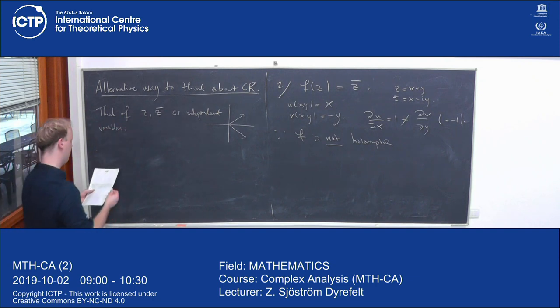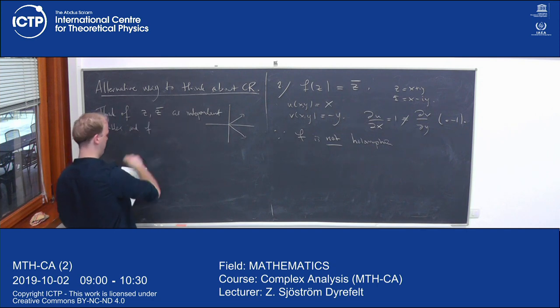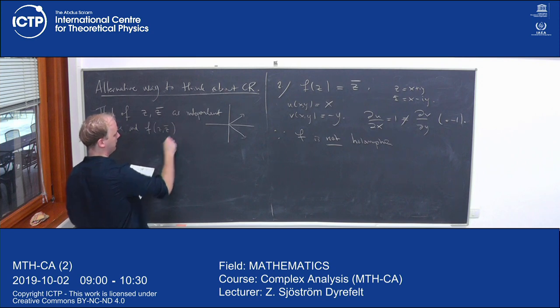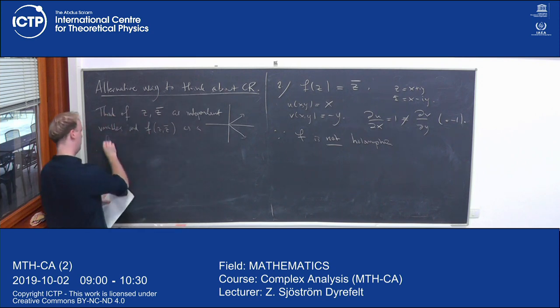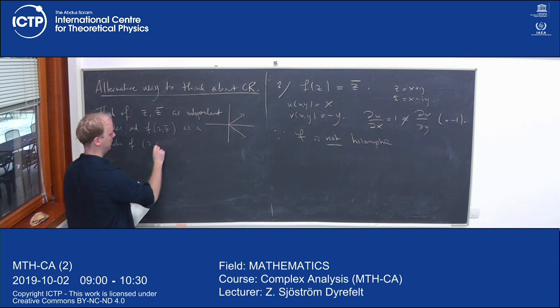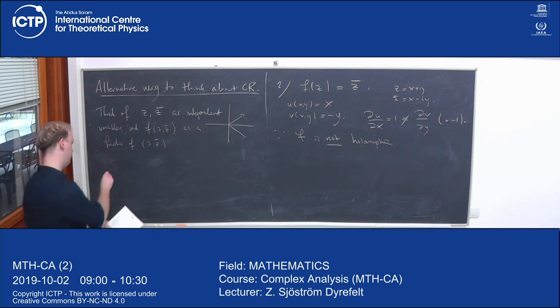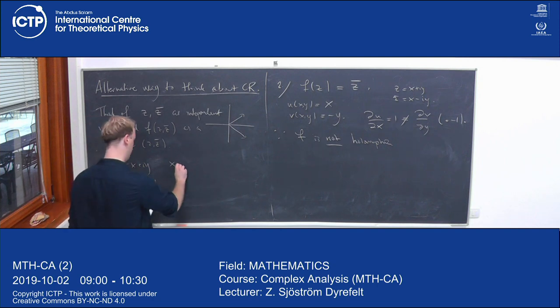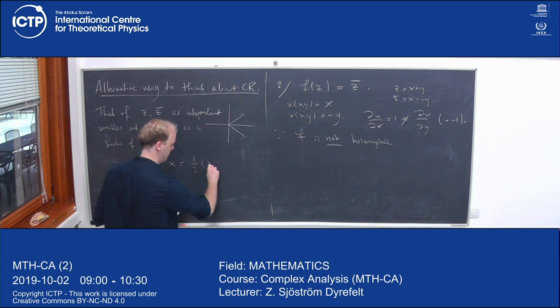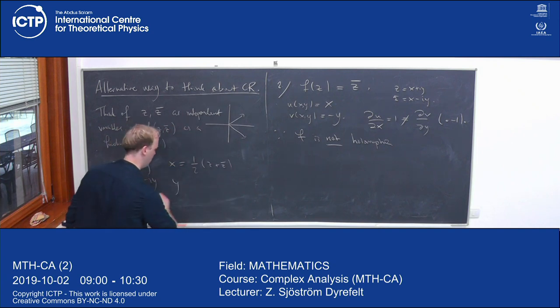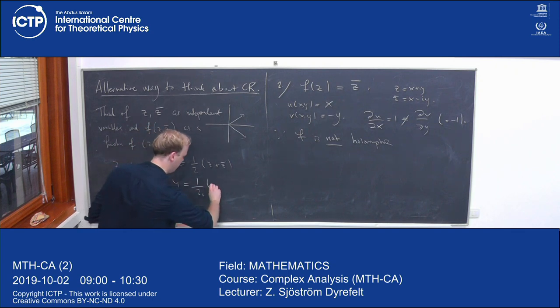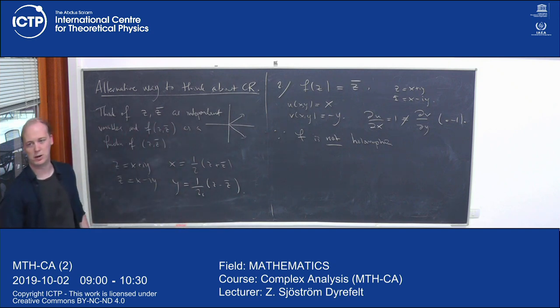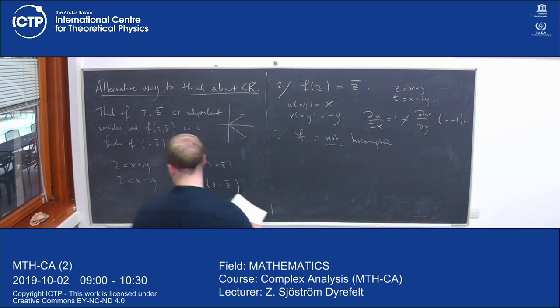Okay? And think of f as f of z, z bar, a function of z and z bar, instead of x and y. Of course z is equal to x plus iy, z bar is equal to x minus iy, so this means that x is equal to 1 half times z plus z bar, and y is equal to 1 over 2i times z minus z bar. Because when you add these two you get 2x, and when you divide by 2 you get x. You do a similar thing with the other one. So you have this relationship.